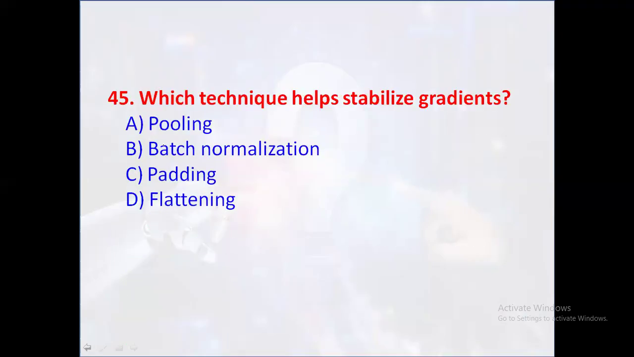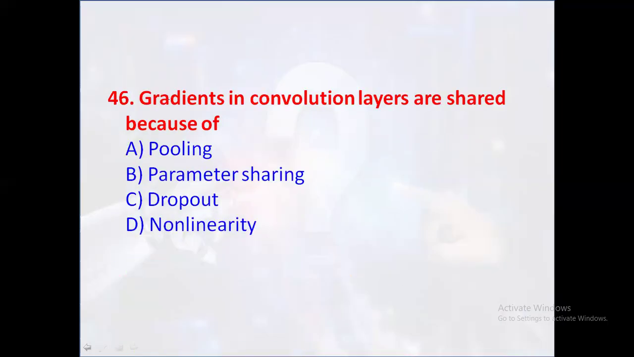Next, which technique helps stabilize the gradients? Pooling, batch normalization, padding, and flattening. The answer is the stabilization is done using batch normalization. Gradients in convolution layers are shared because of pooling, parameter sharing, dropout, or nonlinearity? The answer is parameter sharing.